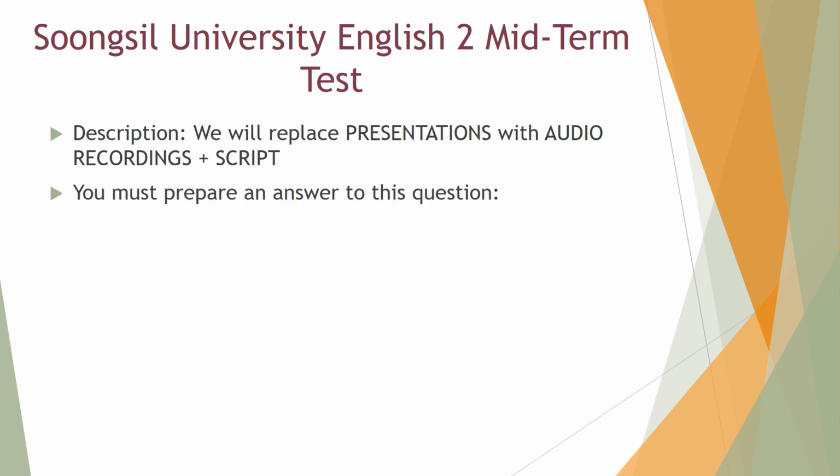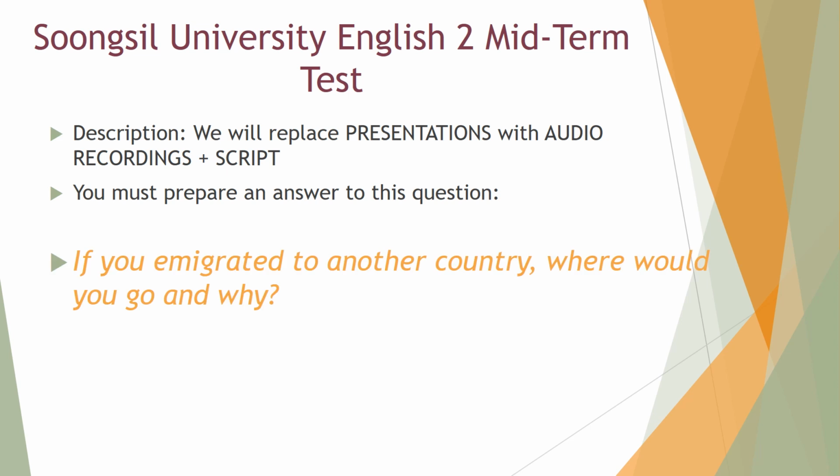Okay. So you must prepare an answer to this question. If you emigrated to another country, where would you go and why? So that is a question that is taken from Unit 10. It's a second conditional question, used for an unlikely future situation. But let's use it as our question for this test. If you emigrated to another country, where would you go and why?